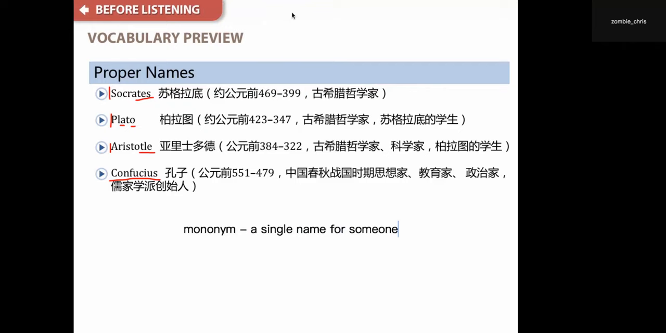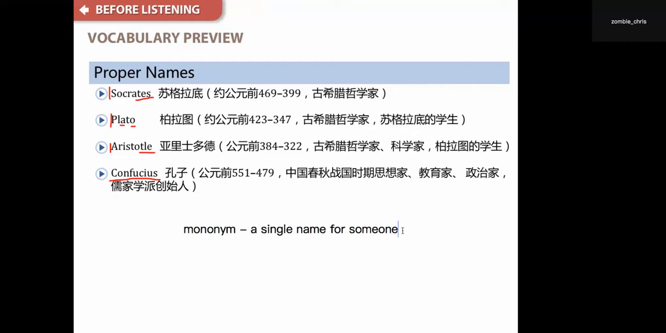Oftentimes, when we have one name for someone, you'll notice there's no family name here. Nobody's ever questioned this in English. We just have the word Confucius, and we just assume he's called Confucius, when clearly he needs to have a family name. We call this a mononym, with the word mono meaning one. So we have mono and stereo, and a mononym is just basically a single name for someone.